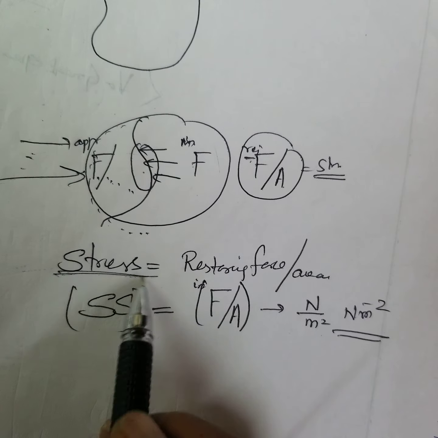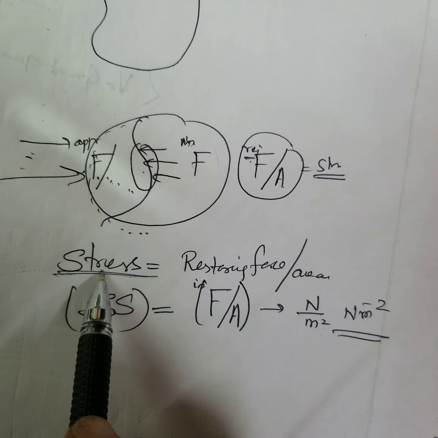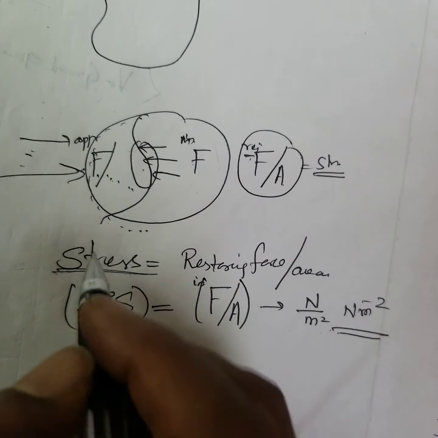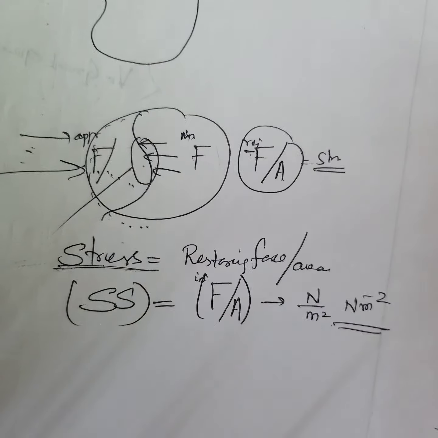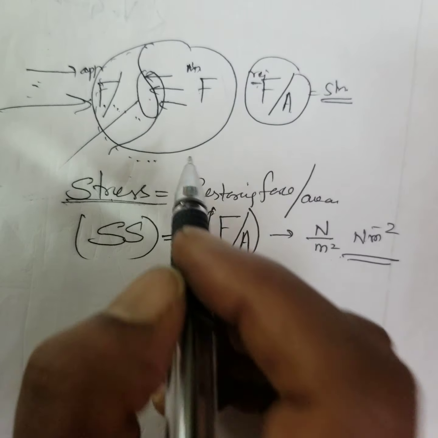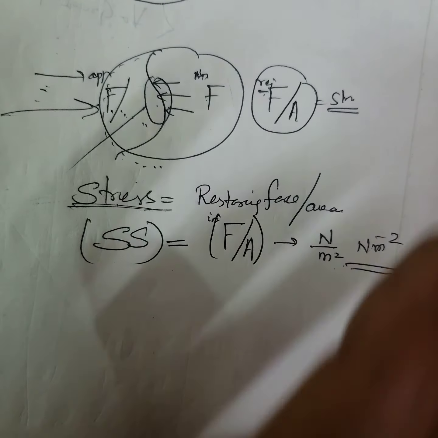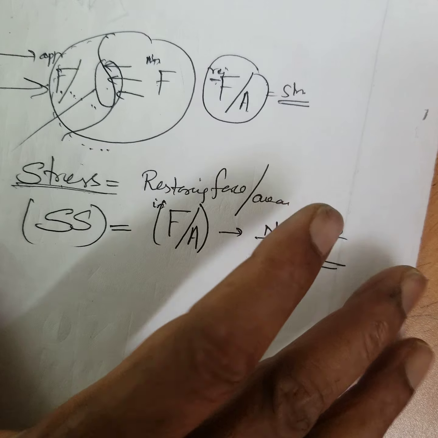The restoring force is equal and opposite to the applied force. Therefore, stress is a measure of applied force. In most of the textbooks, they write stress is a measure of applied force per unit area. Right? This is the exact version. Okay.